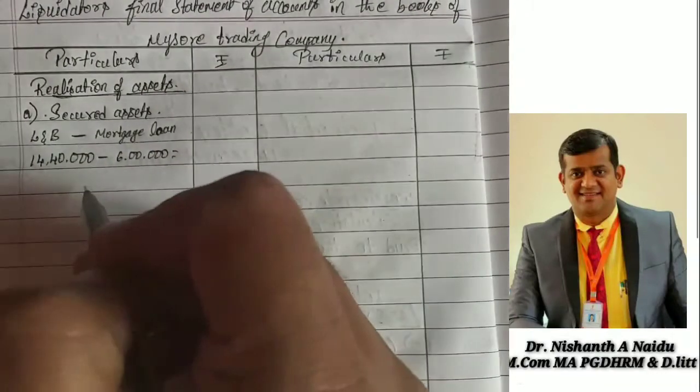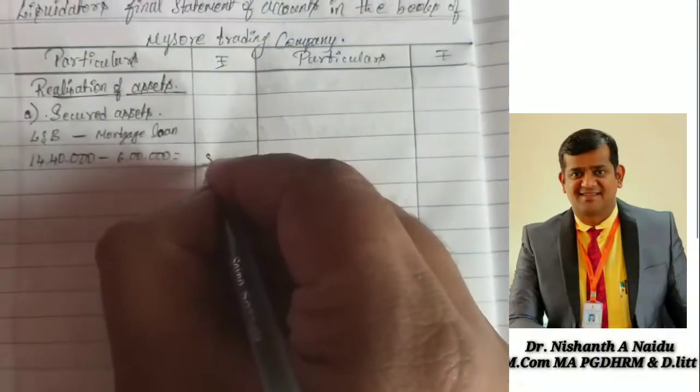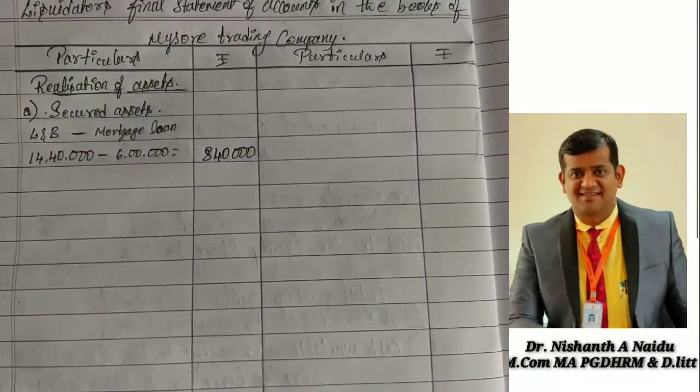So realized value of land and building 14,40,000, and mortgage value on land and building is 6 lakh. So deduct 14,40,000 minus 6 lakh rupees. So how much did you get? 8,40,000. 8,40,000 is the difference. So I am writing in the outer column 8,40,000 rupees. Clear? So this is how you have to do the calculation for any secured creditors.